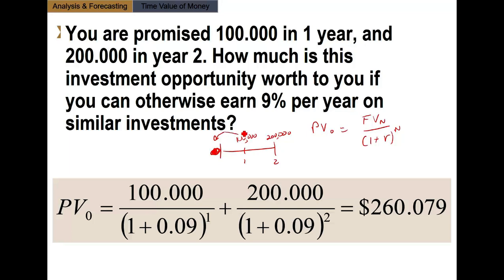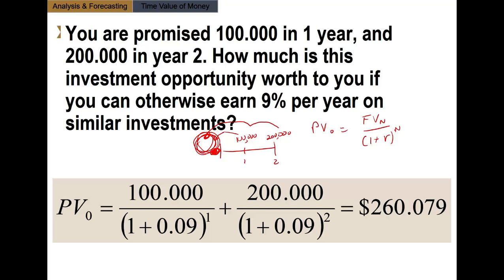Okay, that's what we're going to do. Then we're going to take the $200,000 and discount it back 2 periods and find its present value, its value today at time zero. And then we're going to add those two up, and the sum of those two present values is going to be what those two promised payments are worth.